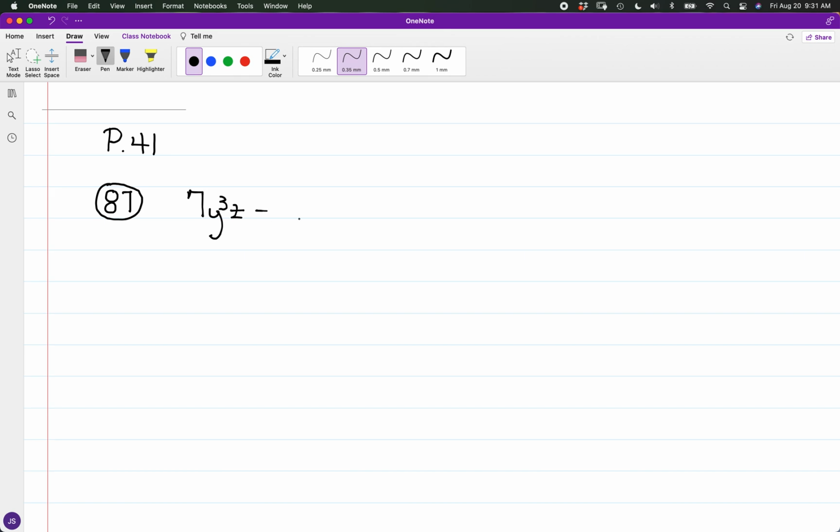minus 40 y to the second z to the second, minus 12 times yz cubed, and looking at ultimately factoring by grouping. First of all, before we go into this stage, we look to see if there is a greatest common factor other than 1.